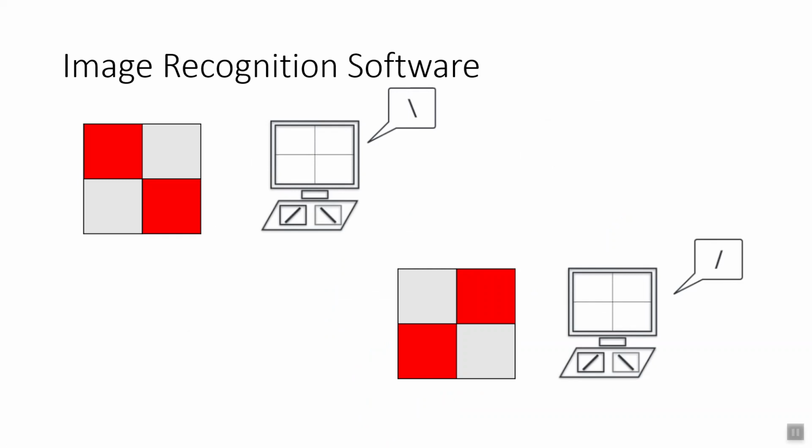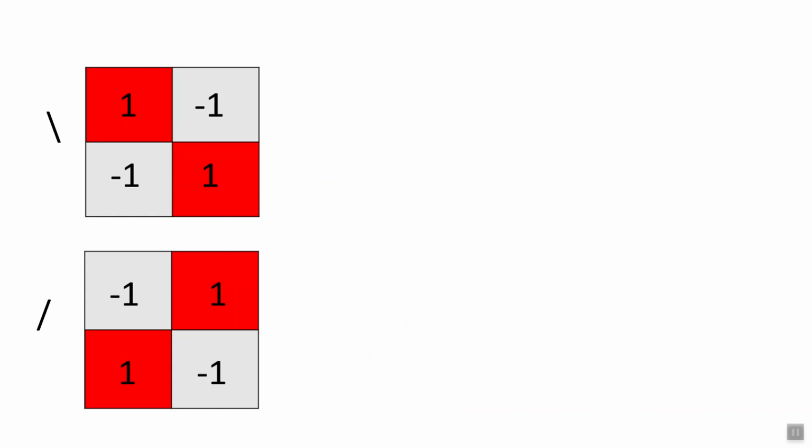Now let us think of how computers think, because computers don't see this image. We see this image, and on the right side we have the 2 by 2 pixels, and the computer sees those pixels as numbers. So let us say the red pixel is 1 and the gray pixel is -1.